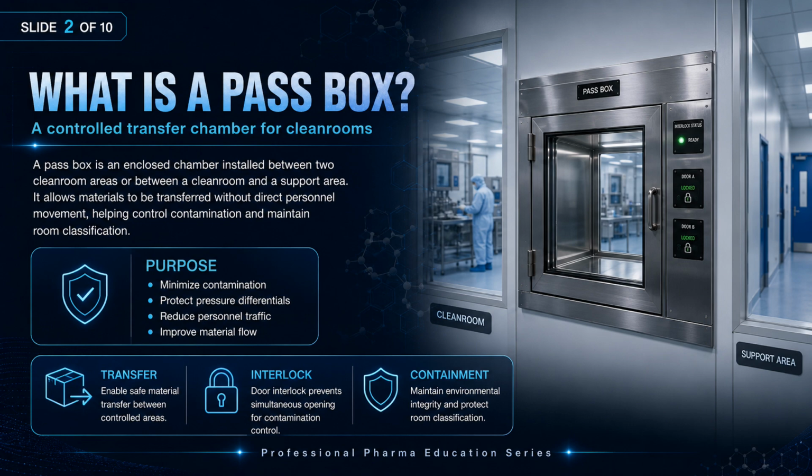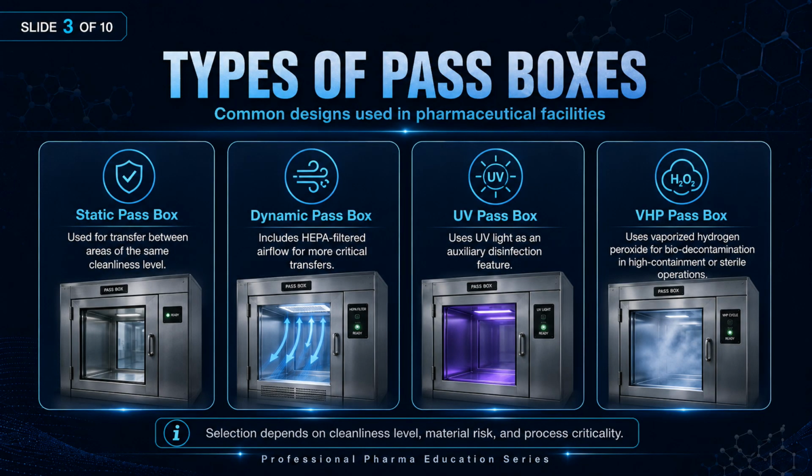Types of pass boxes. Pharmaceutical pass boxes are commonly classified as static, dynamic, UV-equipped, or VHP-compatible systems. The correct type is selected according to contamination risk, cleanroom classification, material sensitivity, and decontamination requirements.